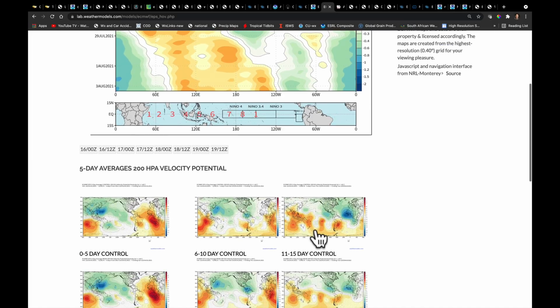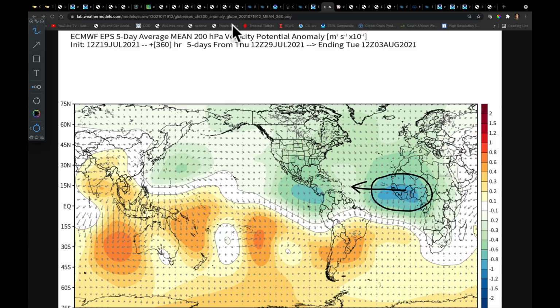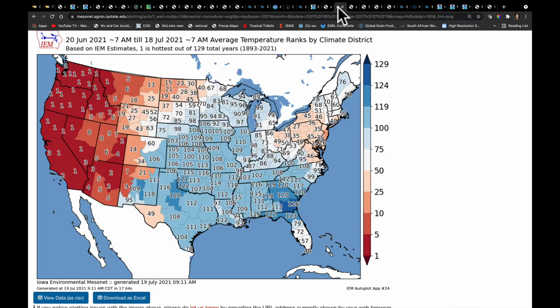And we can see that maybe if I just come down here and show you the 11 to 15-day mean. You see it right there? That's better upward motion extending across the main development region. So I want us to be watching carefully when we get into the month of August for tropical cyclone development. Now, more on the long range in just a few moments, but first let's talk temperatures.